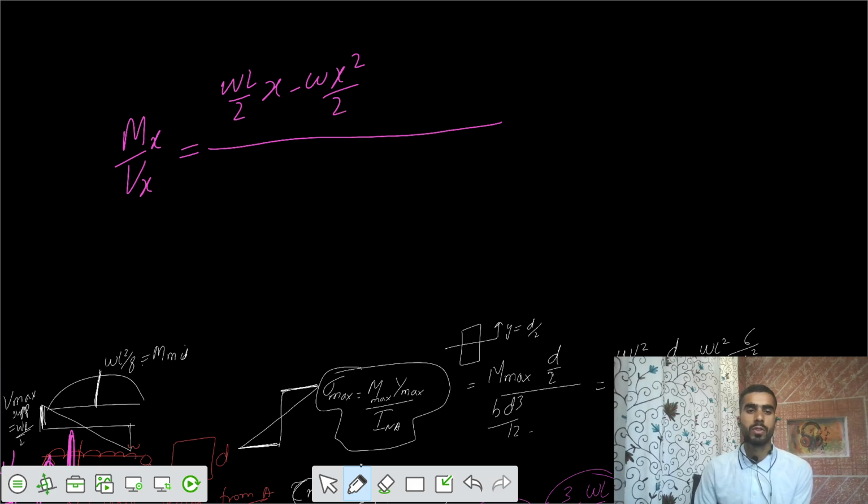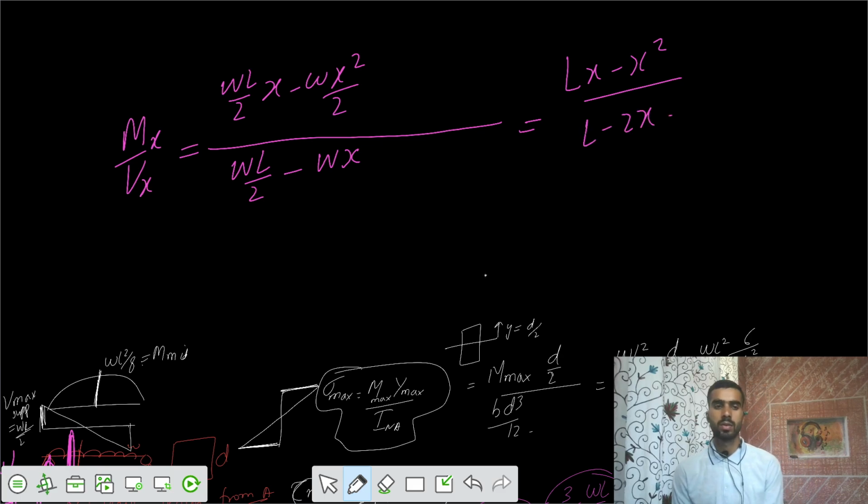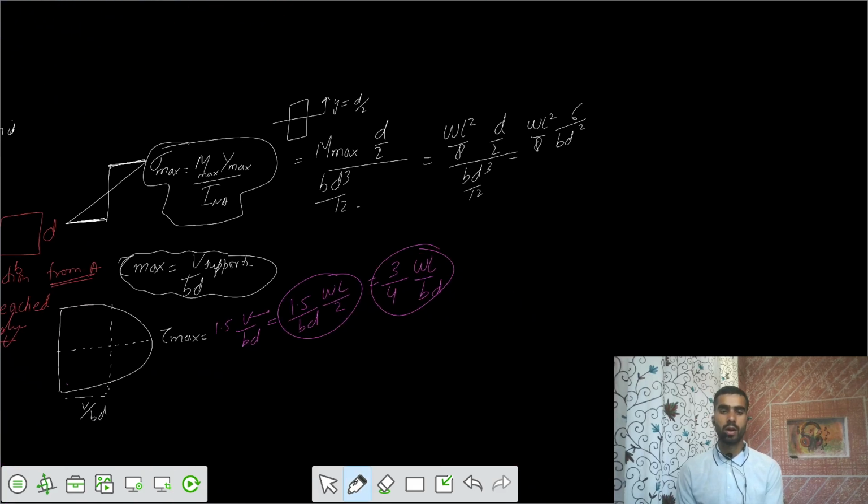And what is the shear equation at any particular location x? I would write shear at support minus the linear function of loading, W x. So you got this value of Mx and Vx. If you solve it, you can get W by 2 times (L x minus x squared) for the moment and W by 2 times (L minus 2x) for the shear. So you got moment Mx and Vx, and we also got sigma max and tau max.